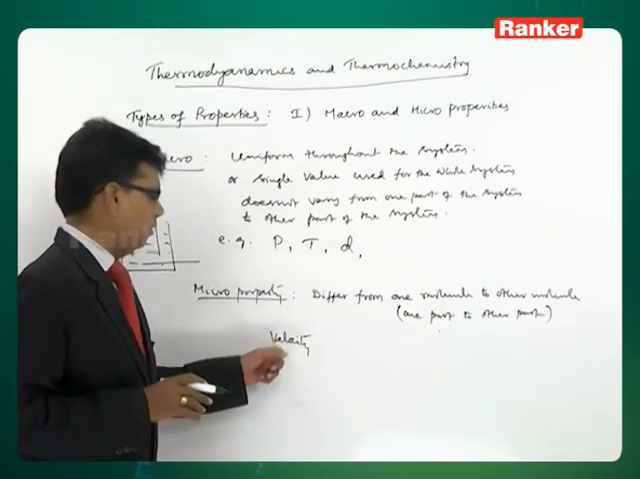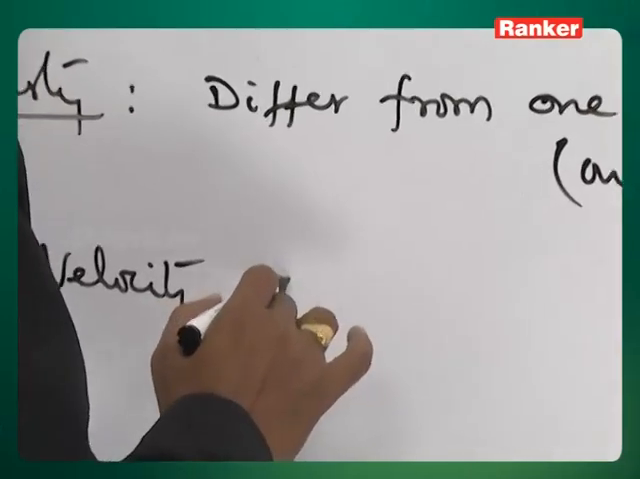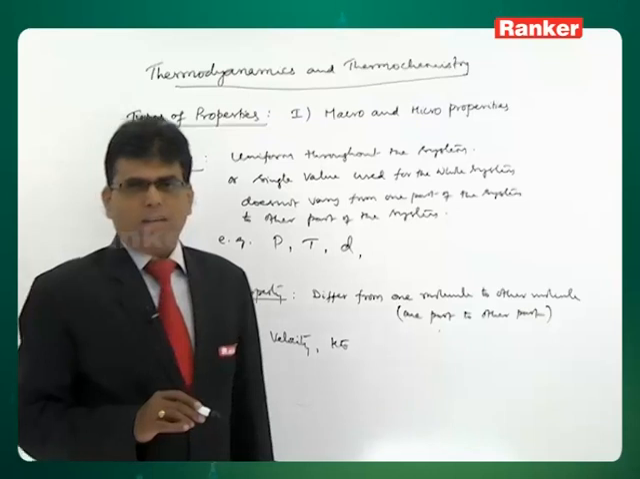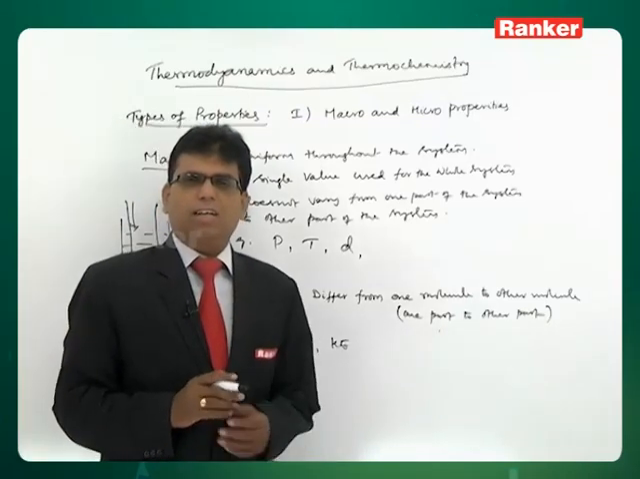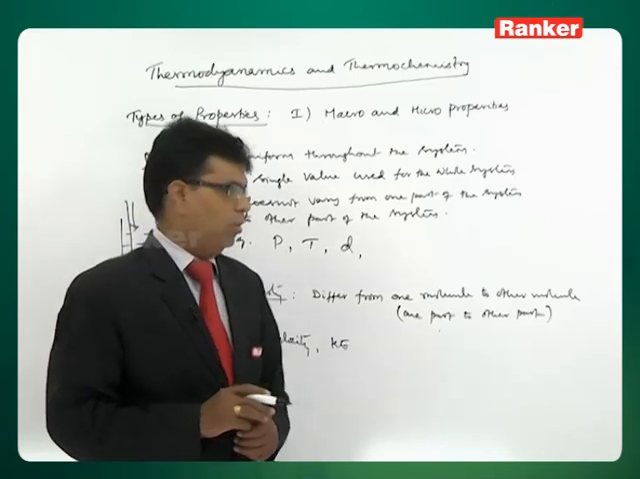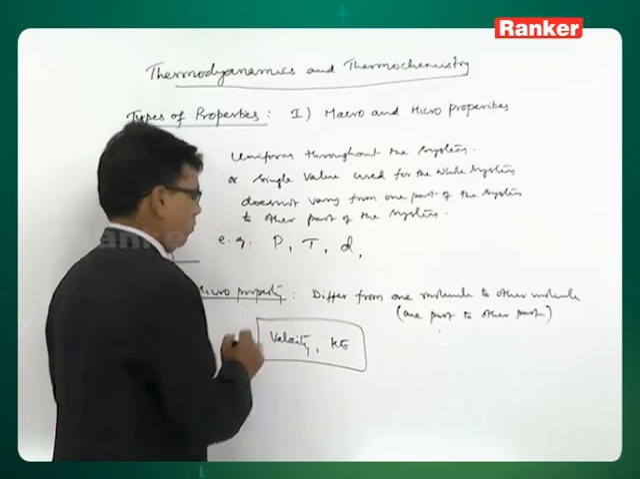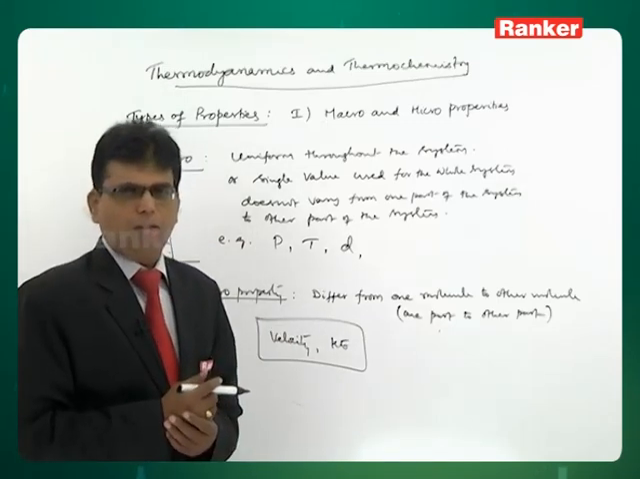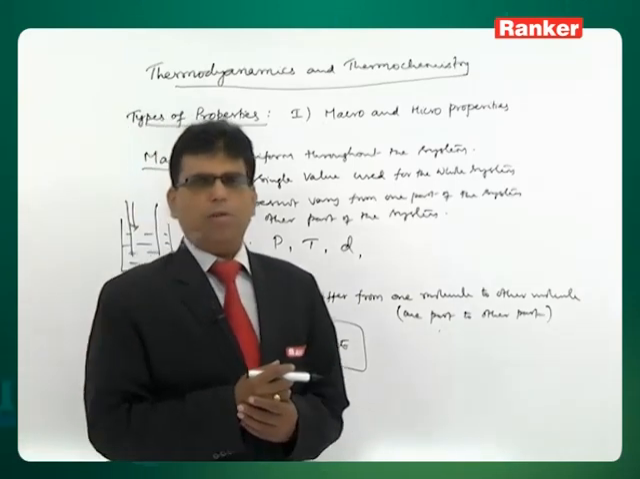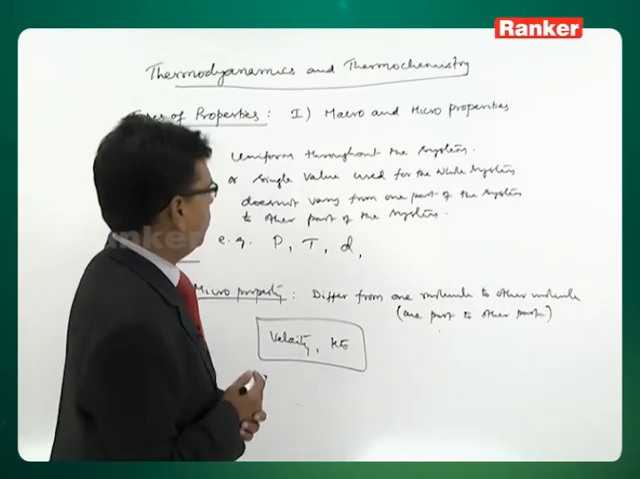right. That is velocity. Then, as the velocity is different, obviously kinetic energy also will differ. Kinetic energy of one gas molecule and kinetic energy of another gas molecule may not be same. So, like this, any property which is not same throughout the bulk, that is what we call micro property.